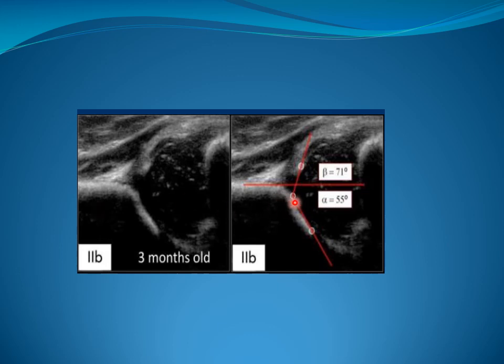According to these measurements, the alpha angle is 55 degrees and the beta angle is 71 degrees. So this is considered type 2B. If the patient is less than 3 months old, this is considered a physiological immaturity. For follow-up, if more than 3 months, this is a delayed maturation.